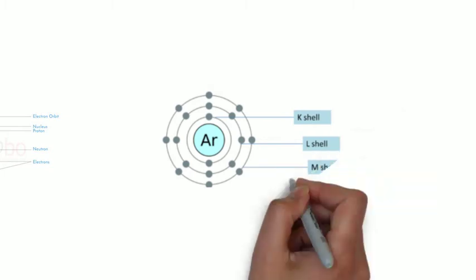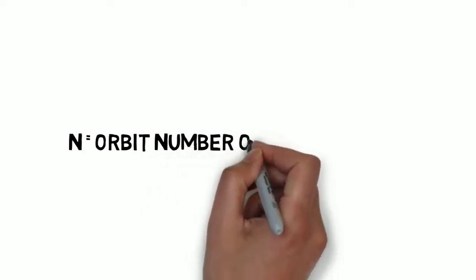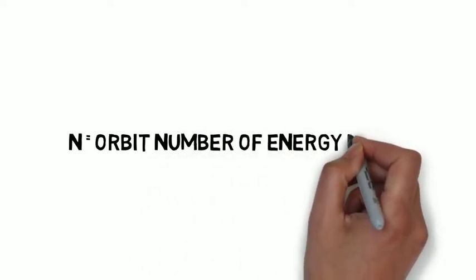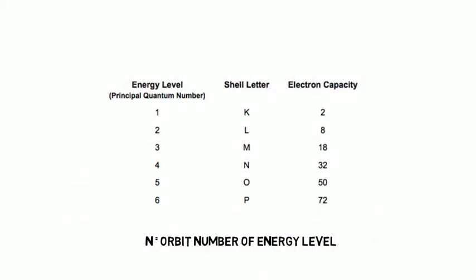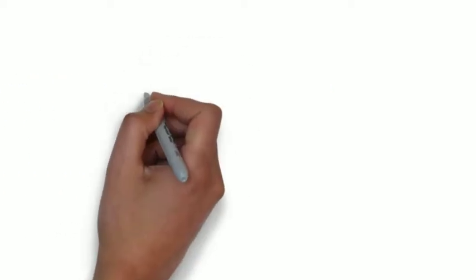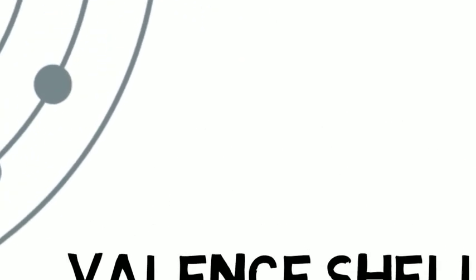The orbit or shell is represented by the letters K, L, M, etc. The maximum number of electrons present in a shell is given by the formula 2n², where n is the orbit number or energy level. The first orbit K can have 2, L can have 8, M can have 18. The electrons present in the outermost shell of an atom are called valence electrons, and the shell which valence electrons occupy is called the valence shell.